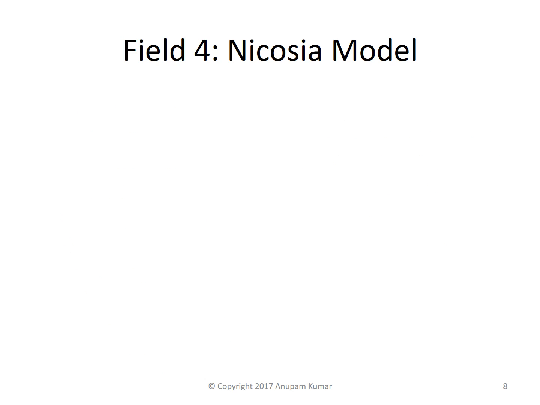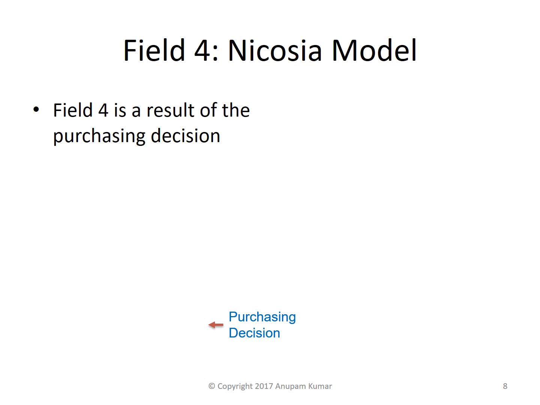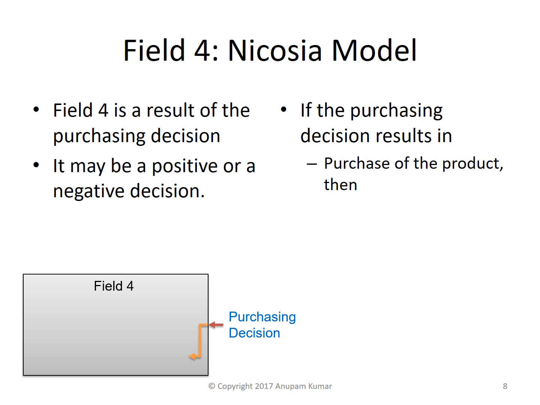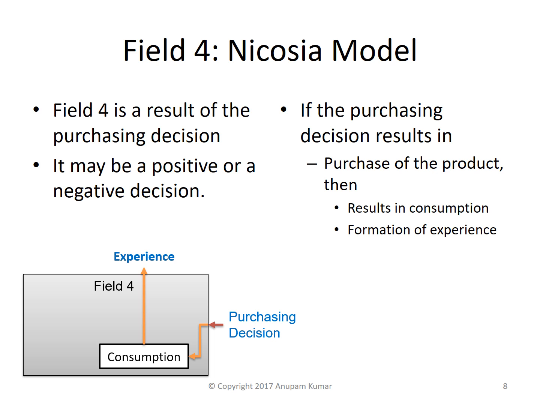The fourth field is a result of the purchasing decision. It may be positive or negative. If the purchasing decision results in the purchase of the product, we may want to call it a positive decision. A positive decision results in the consumption of the product and thus formation of certain experience. This experience becomes part of the consumer's attribute for future.